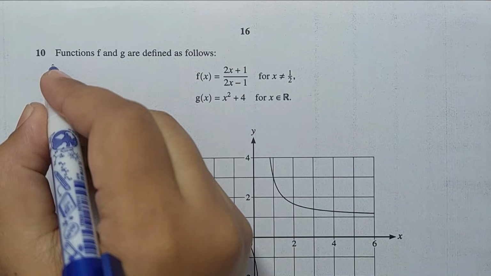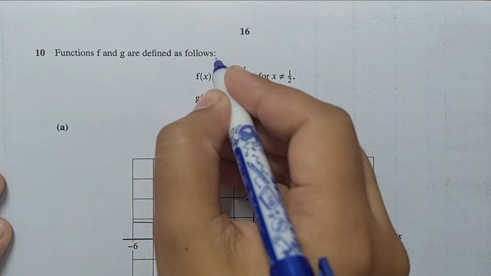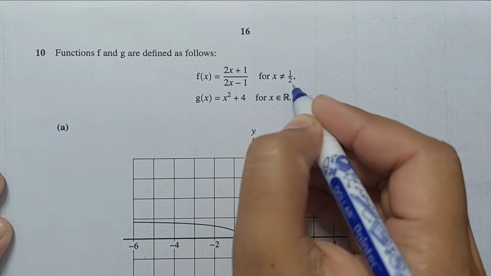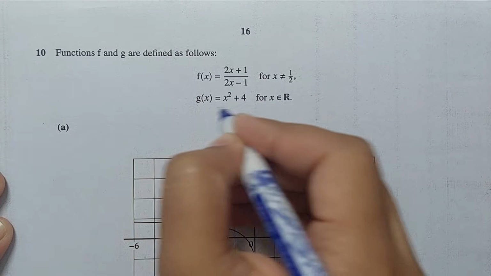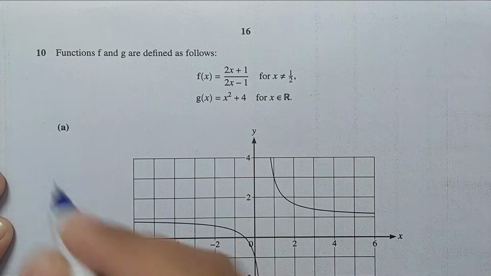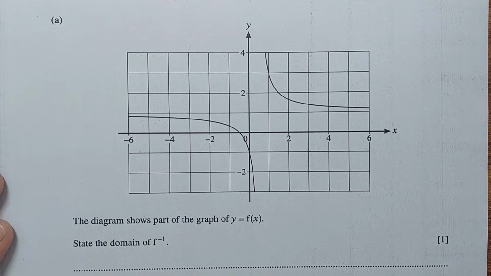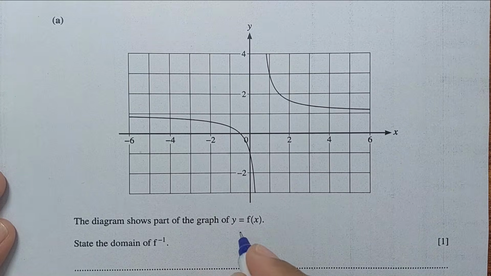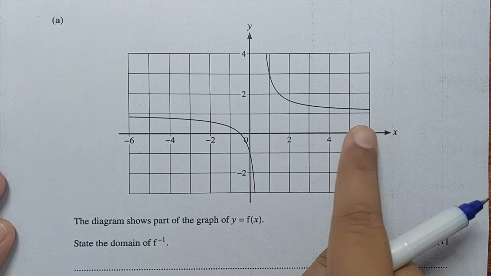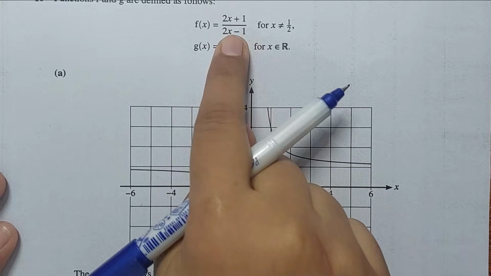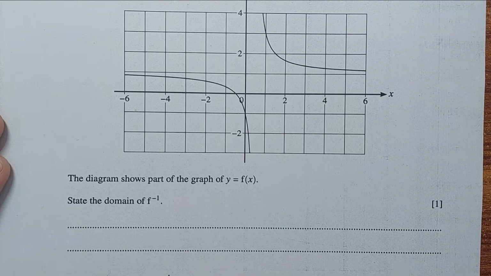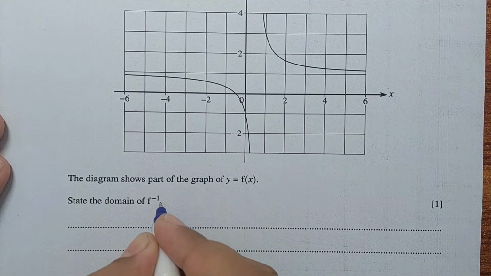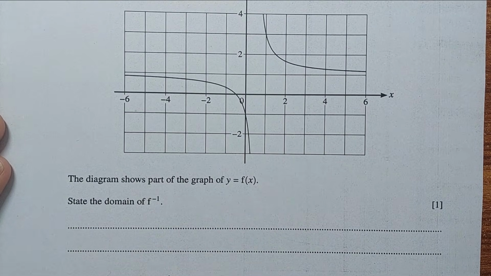Question number 10. Functions f and g are defined as follows. We have f of x for x not equal to 1 by 2 and g of x for x belonging to all real numbers. Part A. The diagram shows part of the graph of y equals f of x. So this is the graph for this function f of x, right? State the domain of f inverse of x.